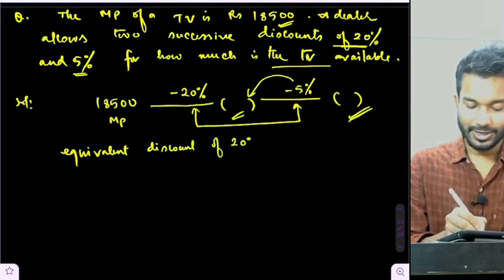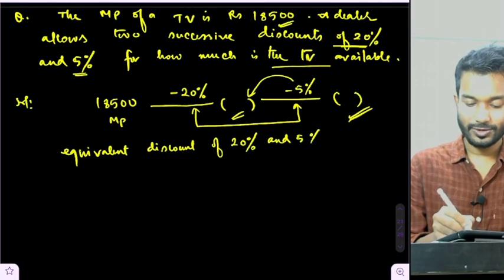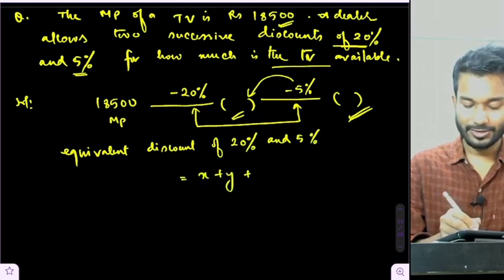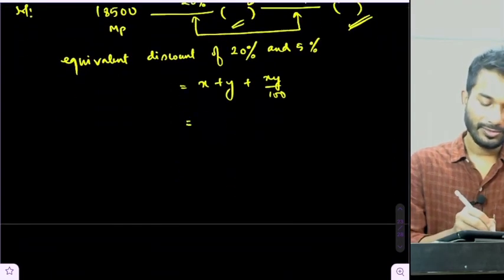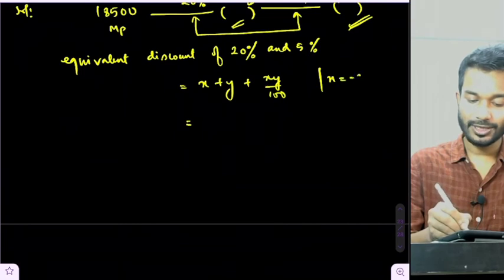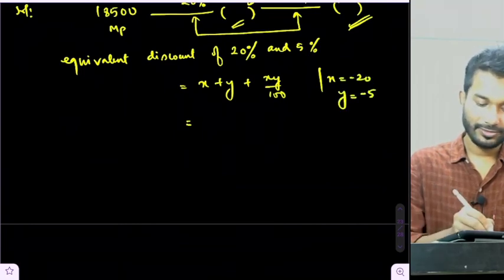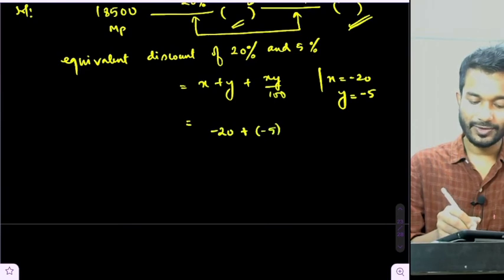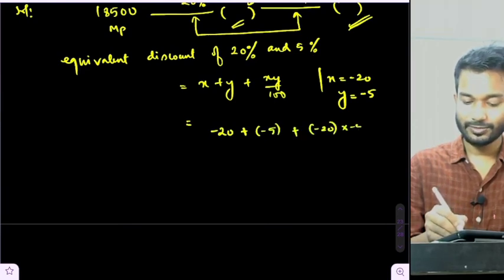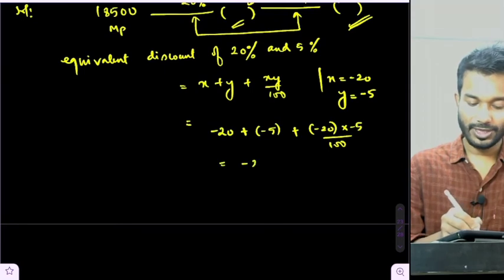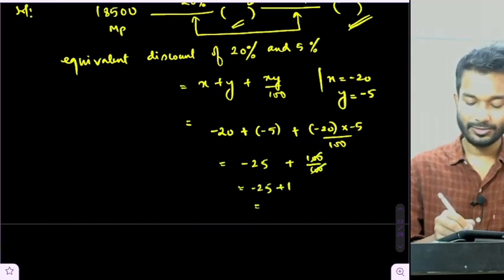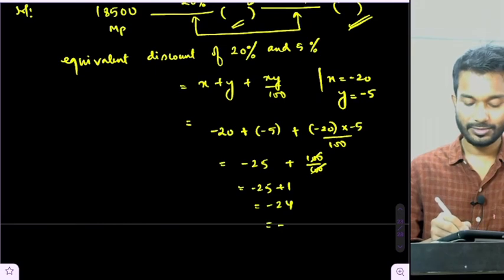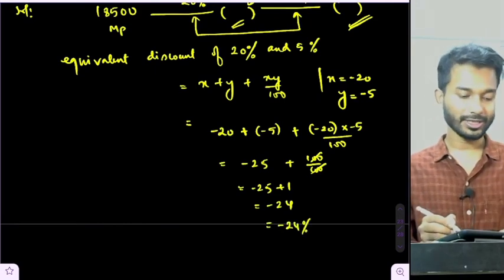So equivalent discount of 20% and 5% is equal to, what is the formula? X plus Y plus XY by 100%. So X is our what? Because we have to write in here x equal to minus 20, y is equal to minus 5. So minus 20 plus minus 5 plus minus 20 into minus 5 by 100. So here will become minus 25, and 25 is 100. 100 upon 100 will cancel out. Minus 25 plus 1, minus 24%. So net discount of what? 24% discount it is available.